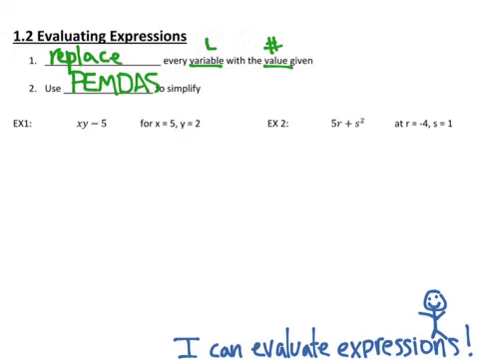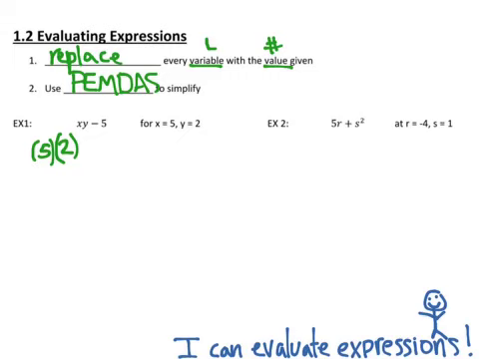All right, so let's take a look at example 1. We're going to evaluate this expression for x equals 5 and y equals 2. So instead of writing xy minus 5, we're going to plug this 5 in for x. So we're going to write in parentheses, whenever we evaluate, let's get in the habit of using parentheses, 5, and then we're going to plug this 2 in for y. So another set of parentheses, because that x and y are right next to each other, 2. So we have in parentheses 5 and in parentheses 2.